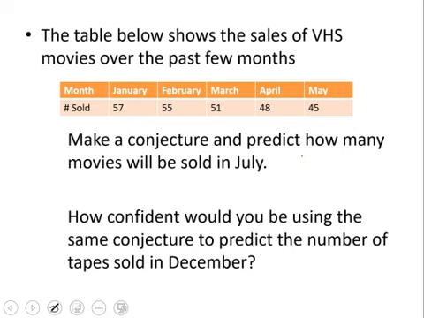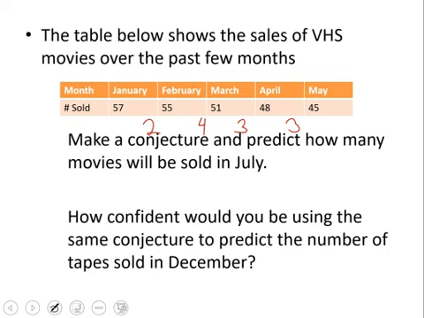Okay, so the table below shows the number of VHS videos or tapes sold over the past few months. The top one is the month, the bottom one is the number sold, and we want to make a conjecture to see if we can predict the number of movies sold in July. If you look at this pattern as it's decreasing, what do we think it's going to be in about July? You could find the average difference going down. So this one would be 2, and then 4, and then 3, and then 3. So it looks like it's dropping by about 3 every time.